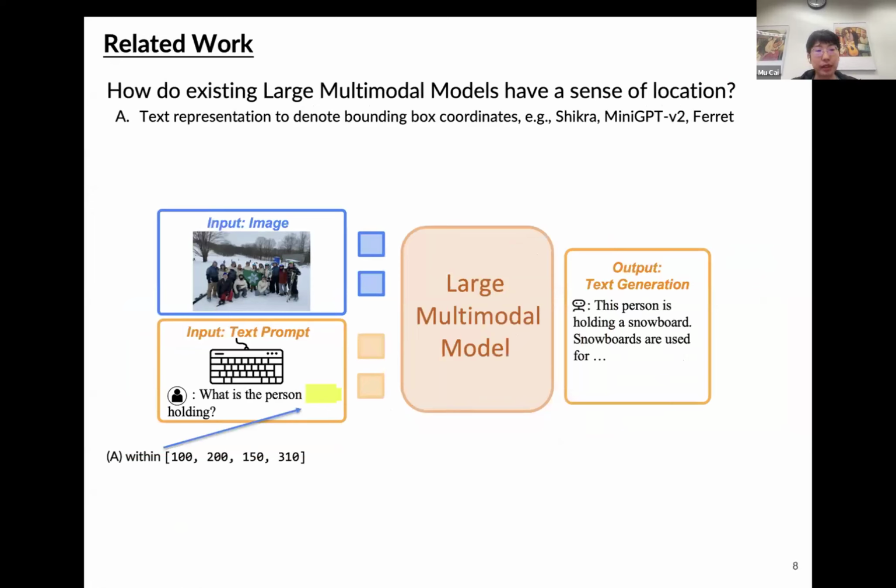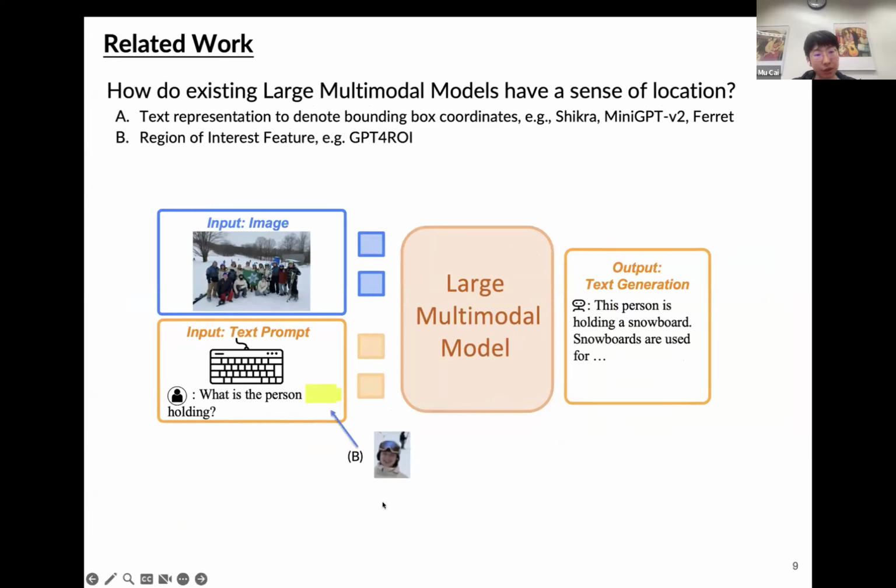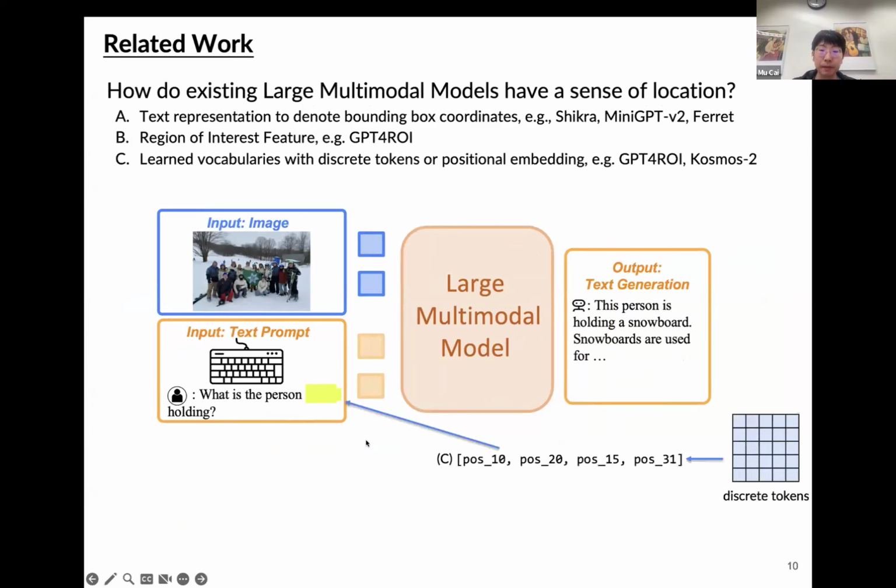There are already some works trying to tackle this. They either use textual representation or coordinates, right? You embed the coordinates into the text and try to get a large language model to learn such coordinate representation. Or you can use a region of interest, like you crop some feature from the region clip feature map. Otherwise, you can learn a dictionary or vocabulary for such locations, where you can use discrete tokens similar to positional embedding in ViT and try to embed such coordinates into one of the grids in such discrete tokens. Though they can do some simple tasks like understanding a rectangle, that's also known as a bounding box.